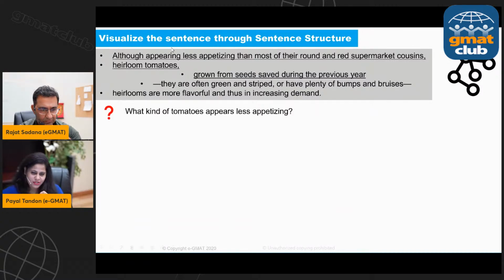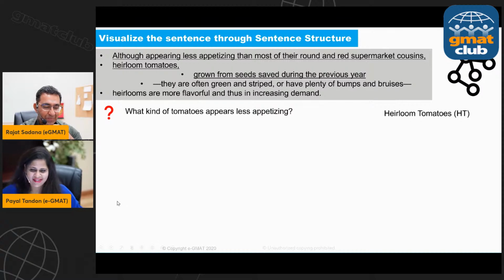Here's my first question to you, and this may be a little bit tricky. What kind of tomatoes appears less appetizing? The answer over here is heirloom tomatoes. I will give you the answers because if I wait for the answer, there's that time lag. This presentation was originally created for a completely real-time environment. So we'll just go through it, and if you have doubts in any of the answers, you can post those.